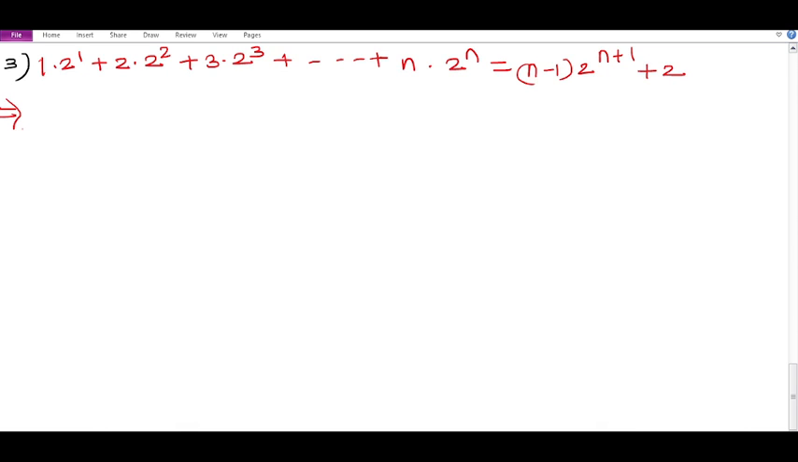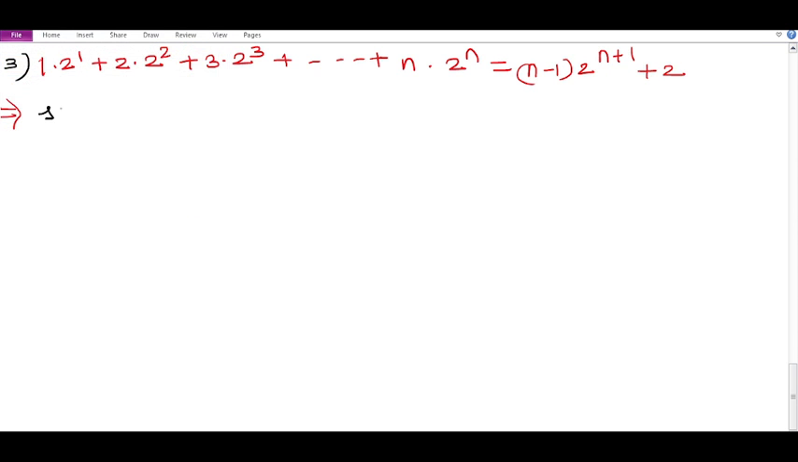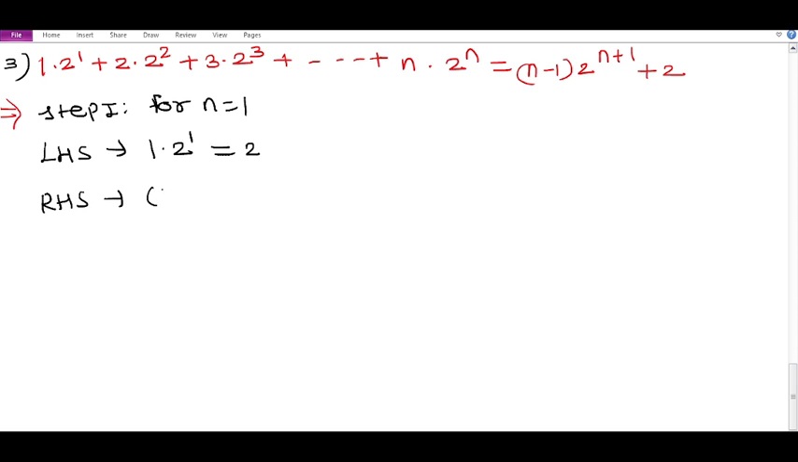Now again, to prove this, we are going to use mathematical induction. So step first, for n equal to 1, the LHS is 1 into 2 raised to 1, which is equal to 2. On the right hand side, this will be equal to (1 minus 1) into 2 raised to (1 plus 1) plus 2. So this term is 0, and 0 plus 2 is equal to 2. So you can see here LHS is equal to RHS.